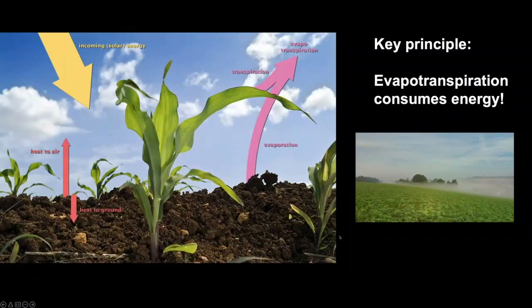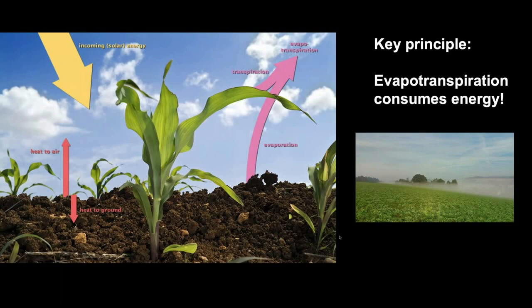So the key principle behind remote sensing of evapotranspiration is that evapotranspiration consumes energy. And this is going to be familiar to anyone who's run through a sprinkler on a hot summer day. After you do that, of course, the water is going to evaporate from your skin. That's going to consume energy and cool your skin. And that same process occurs across the landscape.